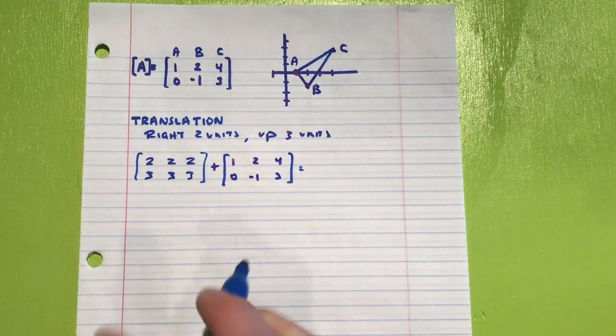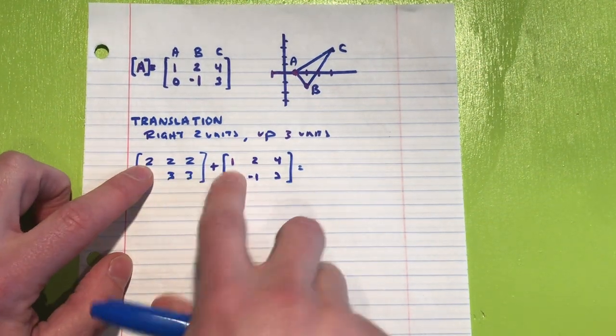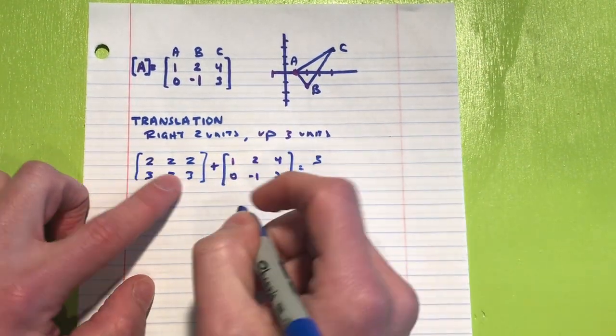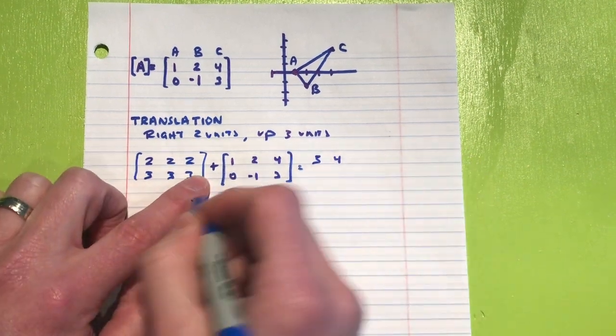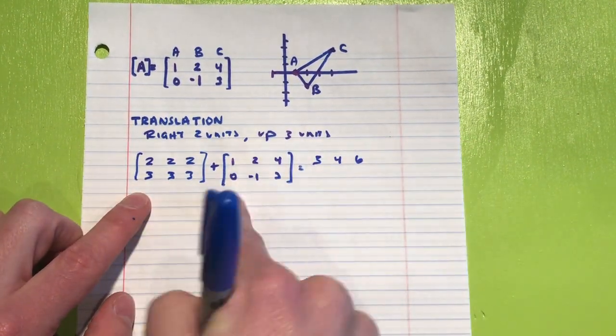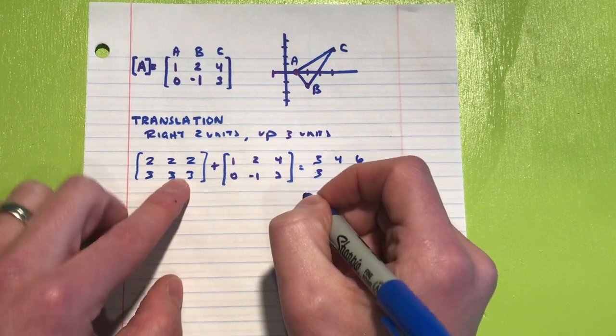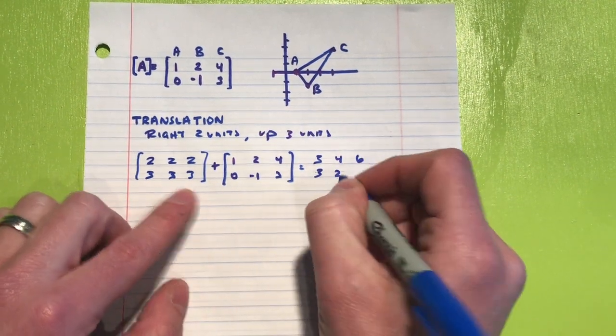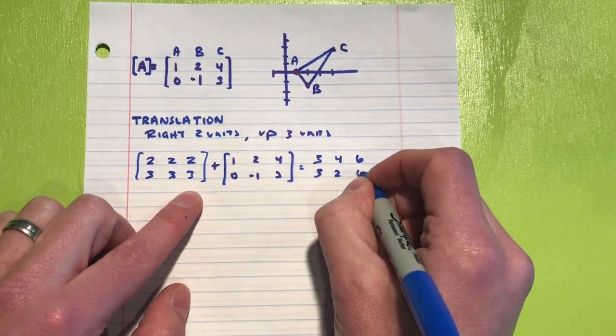And we get our image. We're going to add corresponding elements. 2 plus 1 is 3. 2 plus 2, 4. 2 plus 4, 6. 3 plus 0, 3. 3 plus -1, 2. And 3 plus 3, 6.